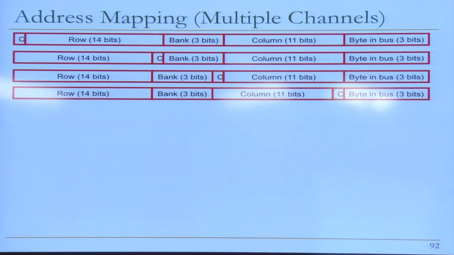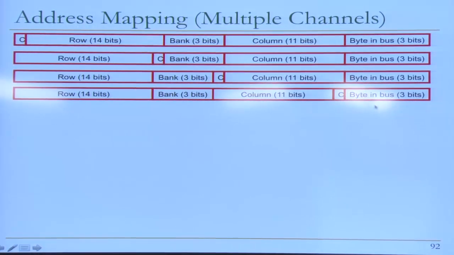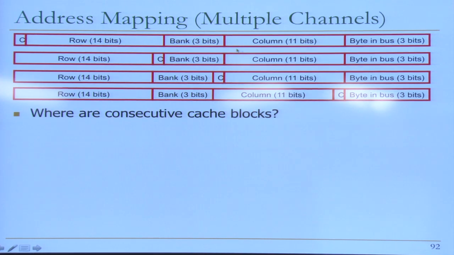Now let's take a look at the problem with multiple channels. This becomes even more complicated with multiple channels. Where do you select the channel bit? You can choose it from the top of the address. You can choose it from after the row bits. You can choose it from after the bank bits. You can choose it here. In this case, every 8 bytes, consecutive 8 bytes go to consecutive channels, right? Where are the consecutive cache blocks in these different cases? Well, you got to think. And there are actually many other choices, right? You can choose your channel bit from anywhere over here. Make sense?